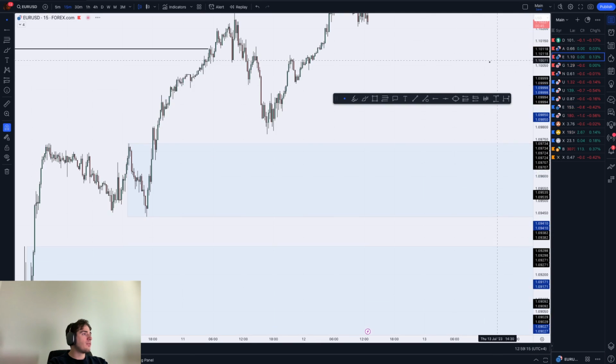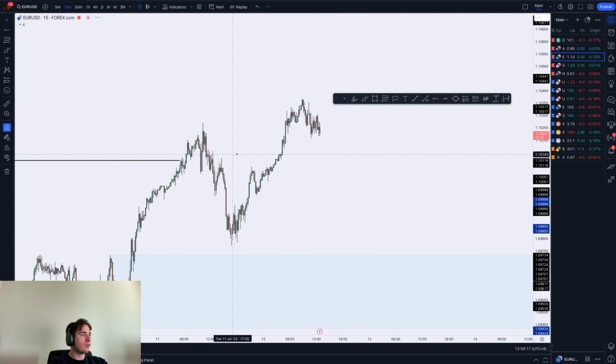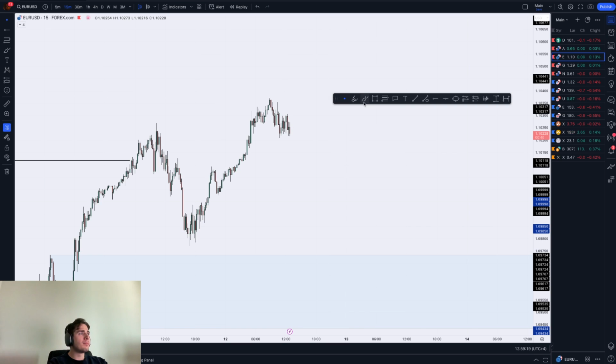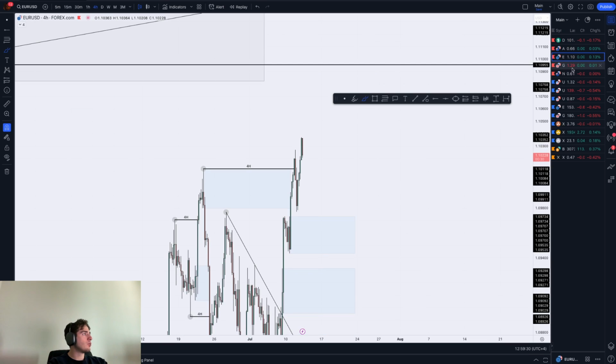Looking at it from a 15-minute perspective, the 15-minute overall is still bullish. You can of course look for, let's say, longs from wherever, but yeah, just not really my cup of tea. Personally, I would just wait for that 4 hour to develop.